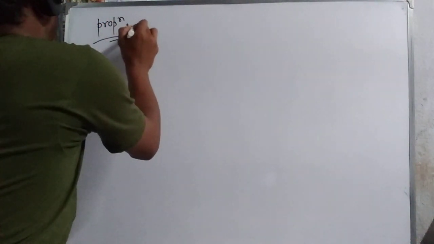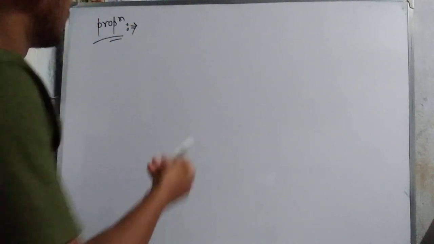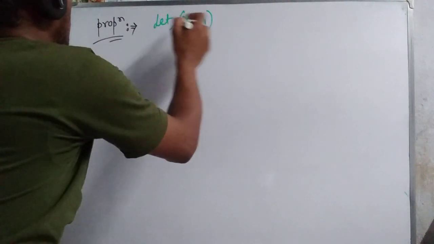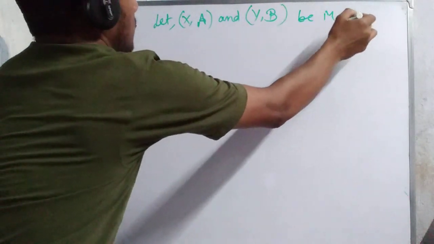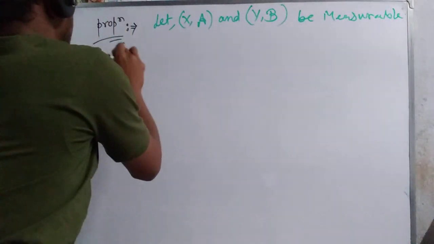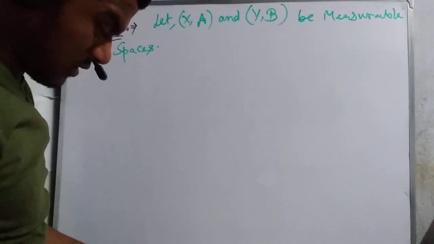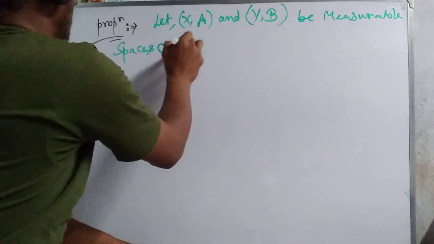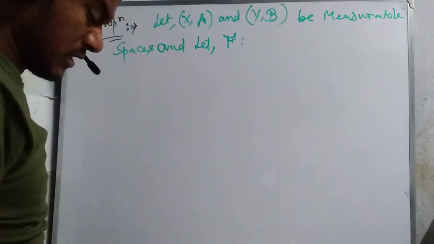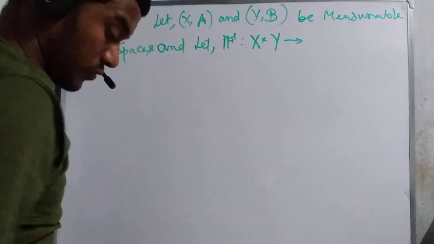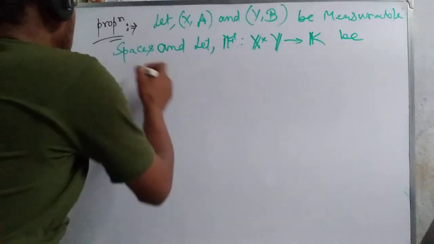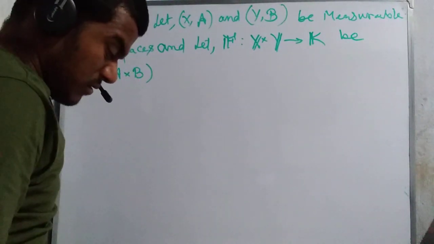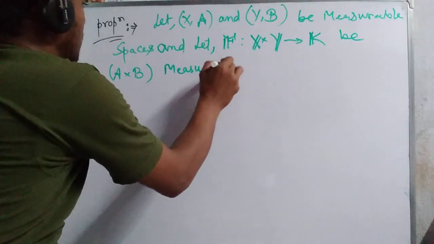Write some proposition. Okay, let (X, 𝒜) and (Y, ℬ) be measurable spaces, and let f: X × Y → ℝ be a 𝒜 × ℬ measurable function.